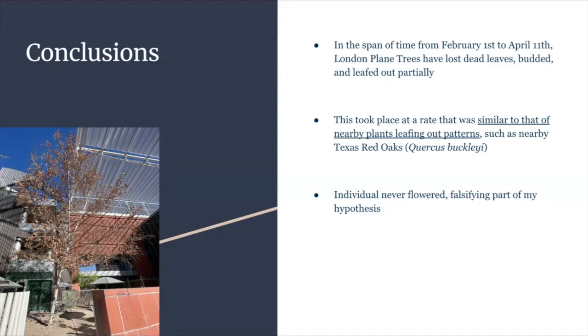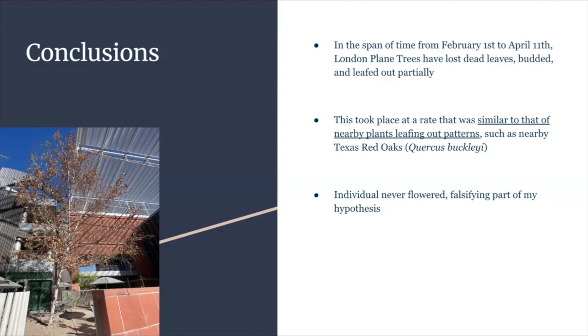From the span of February 1st to April 11th, that London plane tree lost its dead leaves, budded, and it leafed out partially. It wasn't fully there yet, but it was mostly there. And this took place at a rate that was similar to nearby plants leafing out, which was kind of interesting.